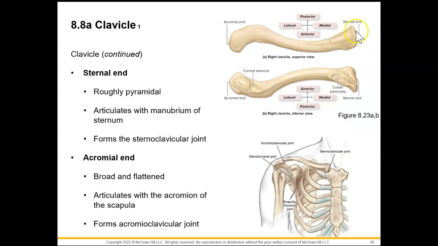We see the portion that's going to articulate with the sternum is called the sternal end. This is roughly pyramidal in its shape and is going to, like I said, articulate with the manubrium of the sternum, which we see right in here, in order to form our sternoclavicular joint. The acromial end, which you see over here, anterior and posterior views, superior and inferior views, and also we see it articulating with the acromion over here. It is broad and flattened, and this is going to form the acromioclavicular joint.